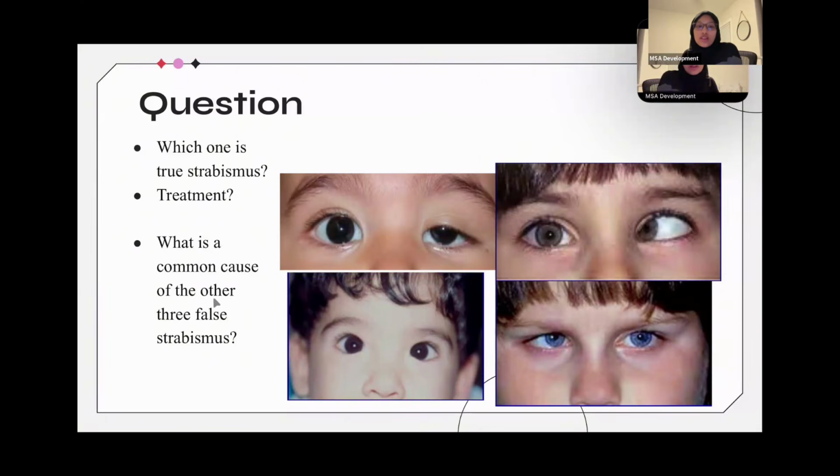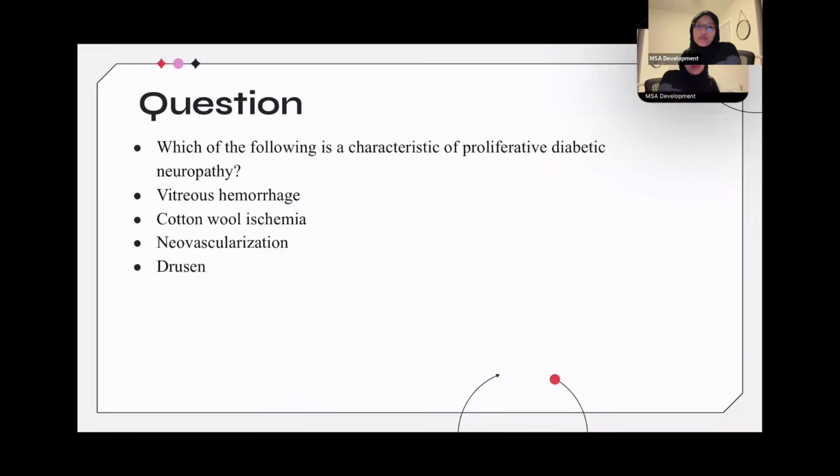What is a common cause of the other three? False strabismus. Things like epicanthal folds, loose skin folds, ptosis, a broad nose, eyes that are closed. All of these epicanthal folds are a common cause of something looking like strabismus.